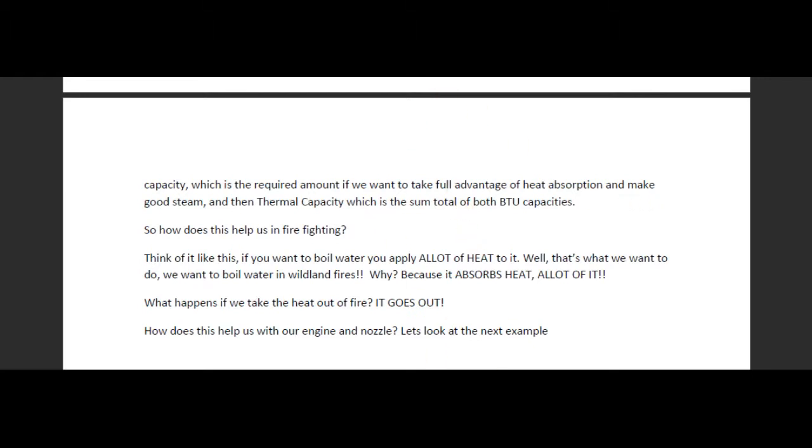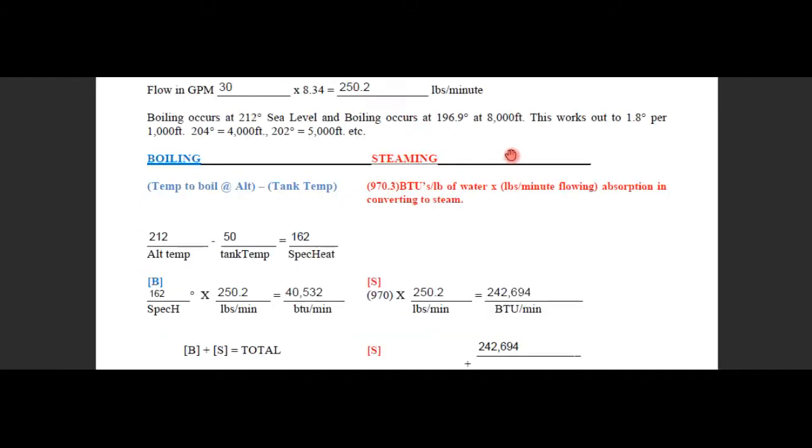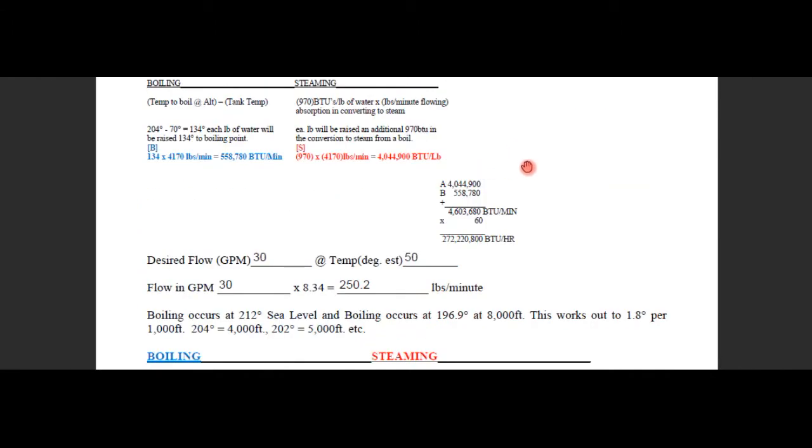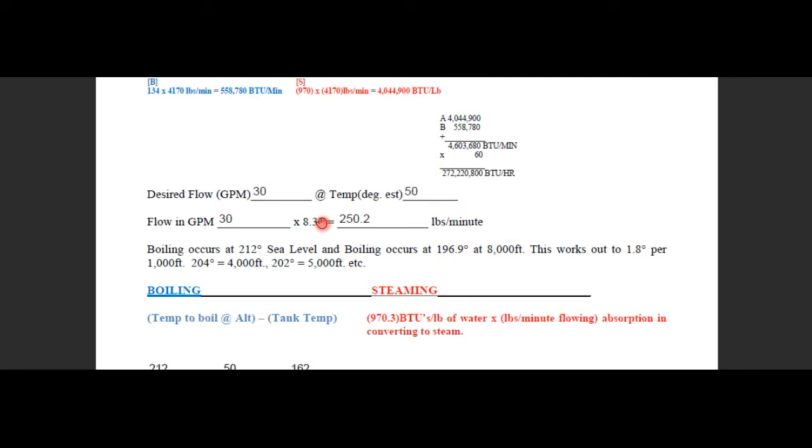The next example deals with this. If we're flowing 30 gallons a minute and we have a tank temperature of 50 degrees, then we have to convert the flow in gallons per minute by the pounds per gallon to get pounds per minute. Gallons per minute times pounds per gallon equals pounds per minute. Here you can see we get 250.2 pounds per minute when we flow 30 gallons a minute.